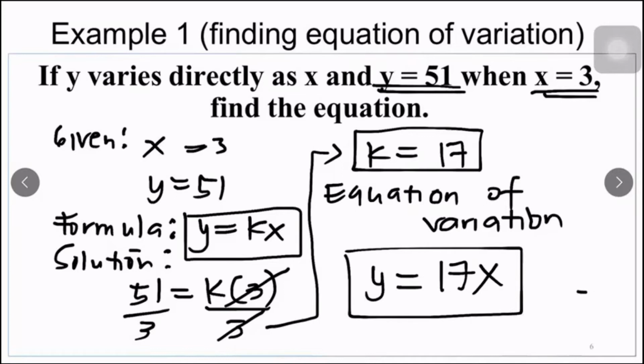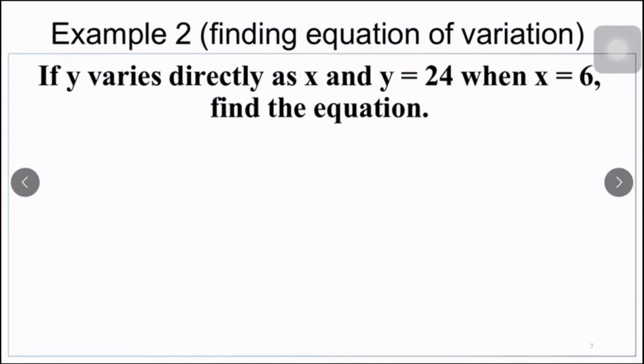Now, you may pause this video to copy everything so you have notes and a copy. Now let us proceed with our example number 2. For example number 2, you can pause this video and answer it on your own and identify the equation of variation, and play it again if you want to check that your answer is correct from our video.